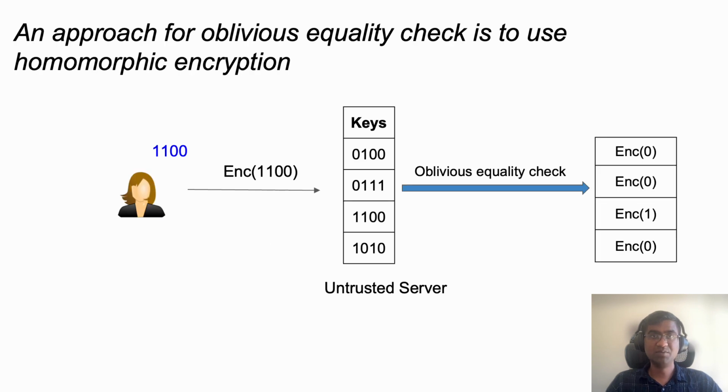Let us now zoom into the oblivious equality check operation. Oblivious equality check can be performed using homomorphic encryption, where the client encrypts her desired key using homomorphic encryption and sends it to the server. Then the server performs certain homomorphic operations to generate the encrypted selection vector.